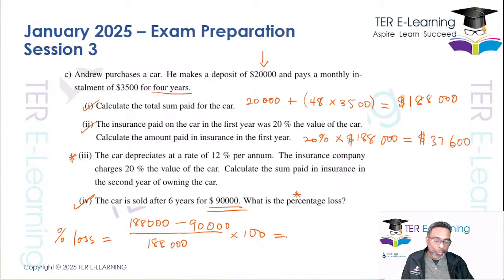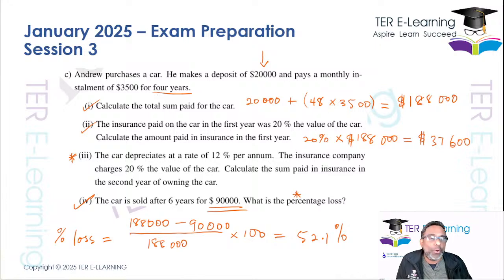So it's going to be 188,000 minus 90,000, divided by 188,000, and you're going to get 52.1%. So that's the percentage loss here. You guys need to be able to calculate percentage loss as well as percentage gain. All right, I've seen some of you have that answer. Great. So that's the percentage loss.